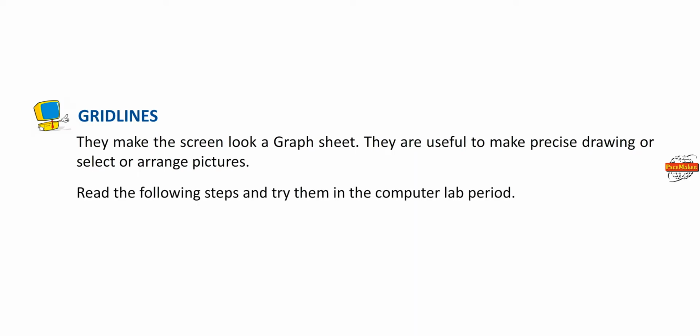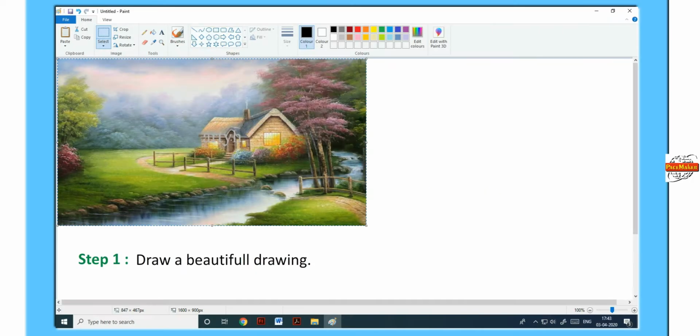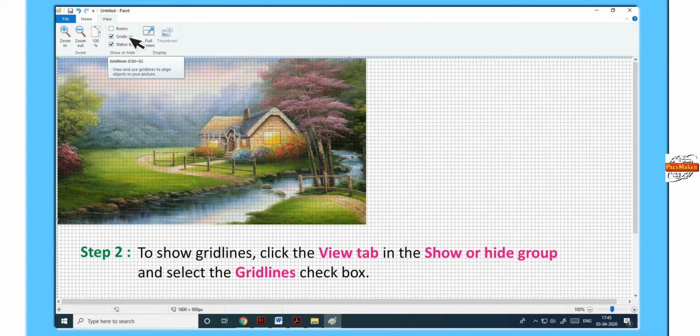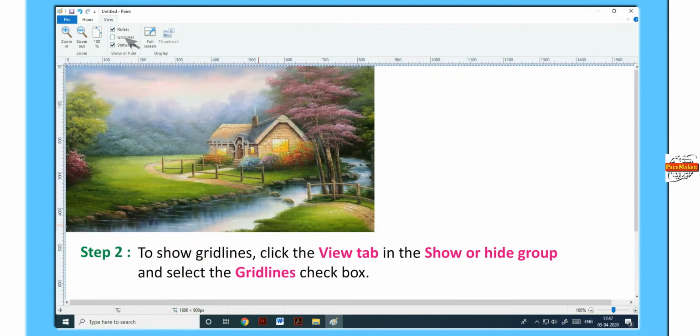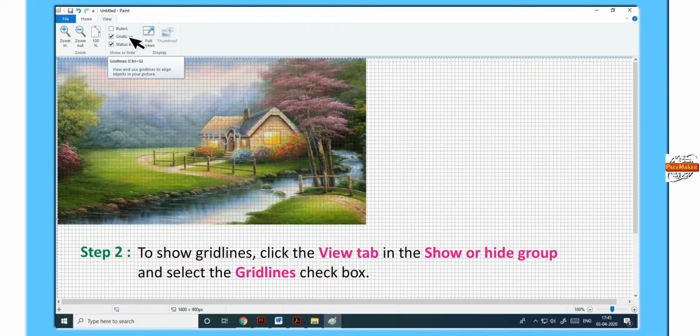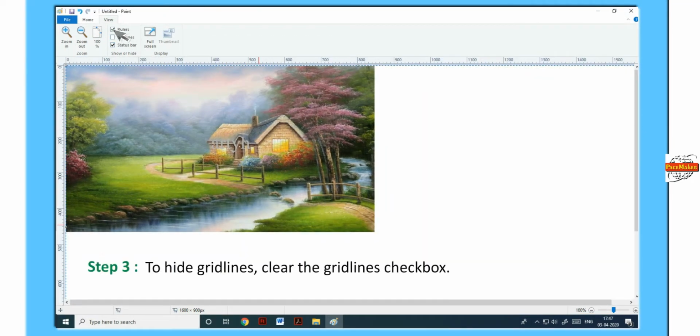Read the following steps to try them in the computer lab period. Step 1. Draw a beautiful drawing. In Step 2, to show grid lines, click the View tab, in the Show or Hide group, and select the Grid Lines checkbox. Step 3. To hide grid lines, clear the Grid Lines checkbox.